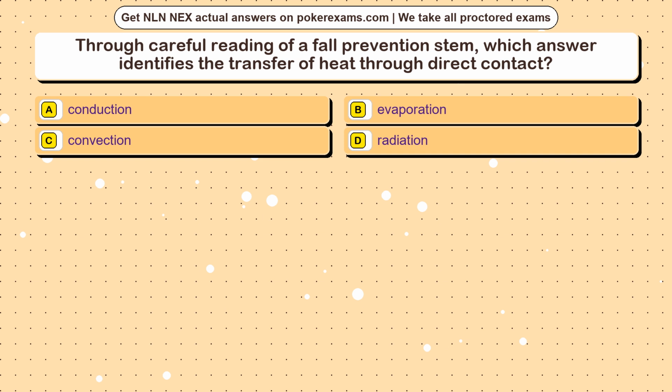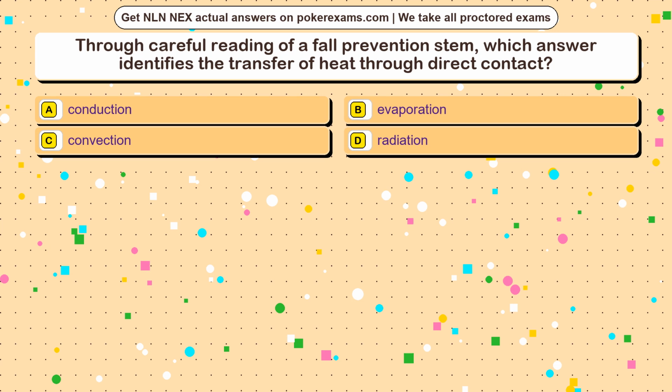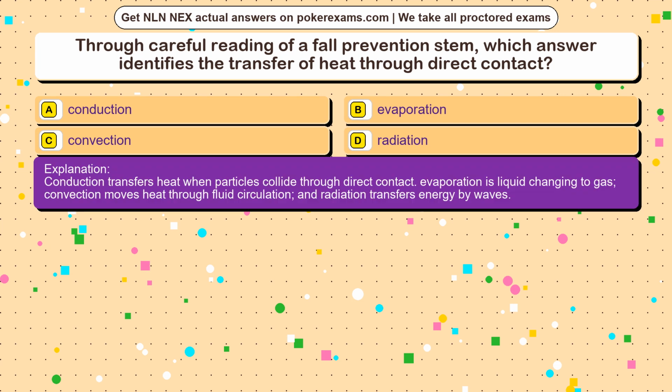Through careful reading of a fall prevention stem, which answer identifies the transfer of heat through direct contact? Option A, conduction. Option B, evaporation. Option C, convection. Option D, irradiation. The correct answer is option. Conduction transfers heat when particles collide through direct contact. Evaporation is liquid changing to gas, convection moves heat through fluid circulation, and radiation transfers energy by waves.